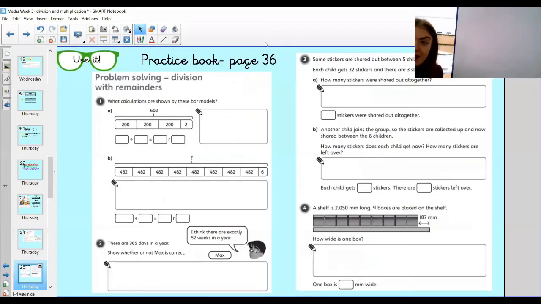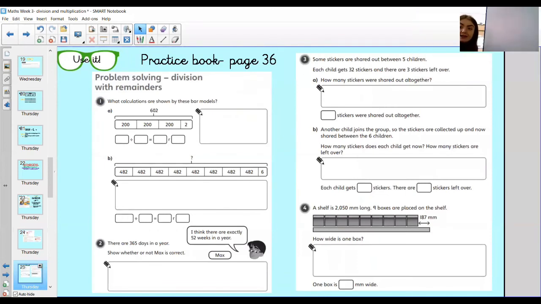Brilliant. So your independent activities for today, then, we're going to be going into our practice books. Okay, just move myself out of the way. So page 36, you're going to be focusing on today. And you are simply doing exactly what we've practiced and built up all the way this morning. So here you can see they've given you the bar model. Can you recreate the number sentence? And then can you do any working out that you need to in that box?